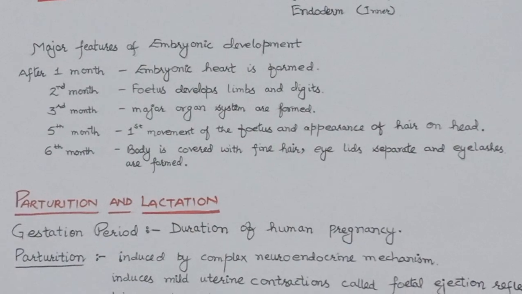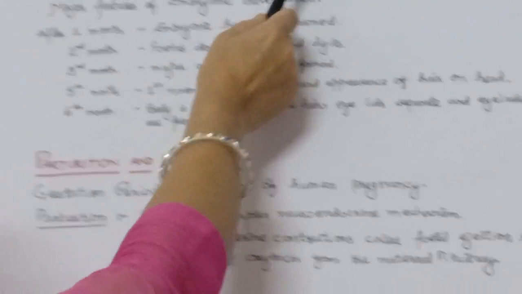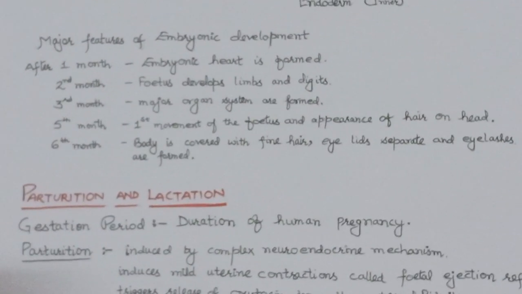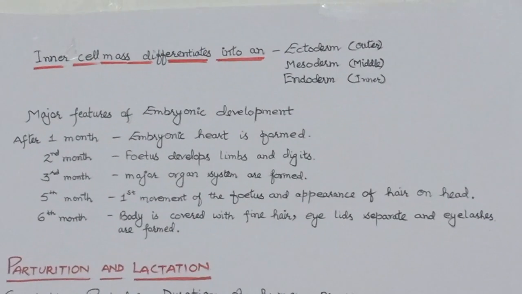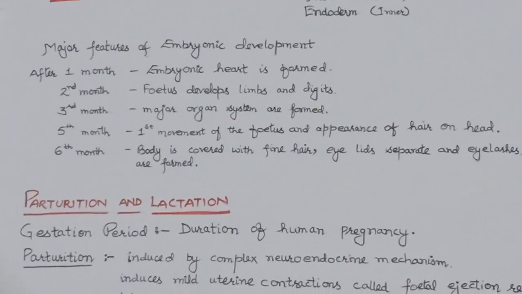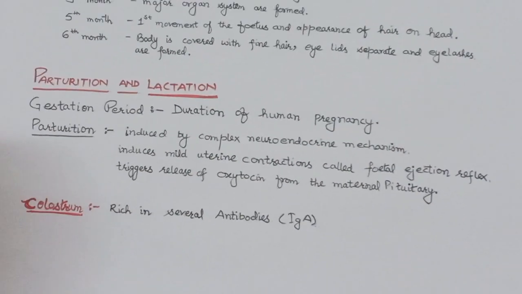Now one thing is left: when the inner cell mass differentiates into ectoderm, mesoderm and endoderm, there are stem cells present. These stem cells have the potential to give rise to any tissue or organ of the body. Now next we start with the next process, that is parturition and lactation.